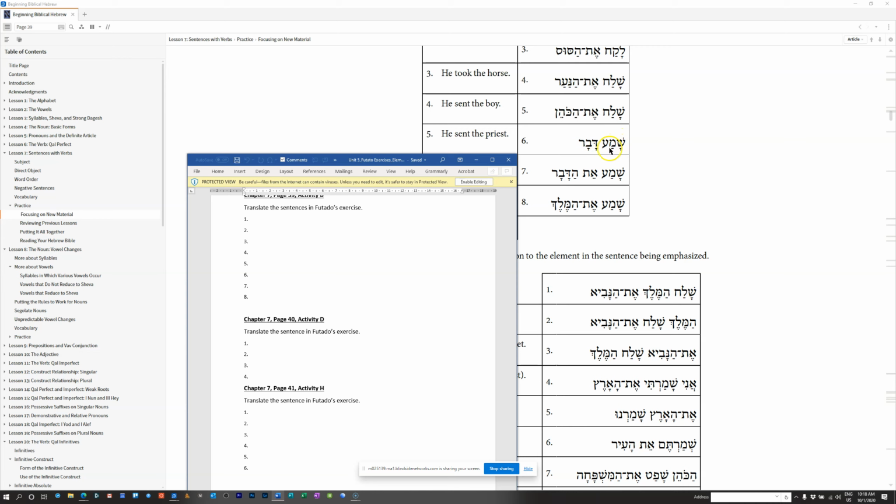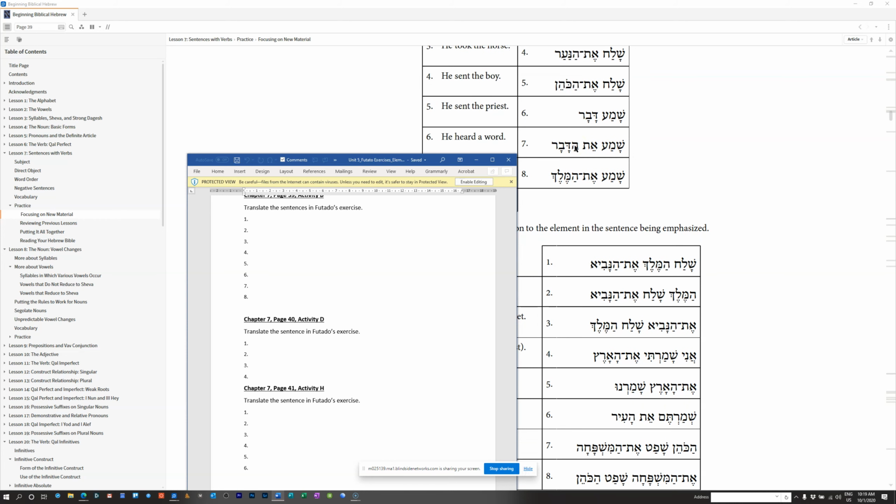Well, we don't have an explicit subject, so we'll just have to use a pronoun based on the form. This is the 3MS form. So we would say he heard a word or he listened to a word, or it heard a word or it listened to a word. Now, since we're talking about a word here, this is probably a person rather than a thing. So it heard a word or it listened to a word doesn't really work. So we would translate this as he heard a word or he listened to a word.